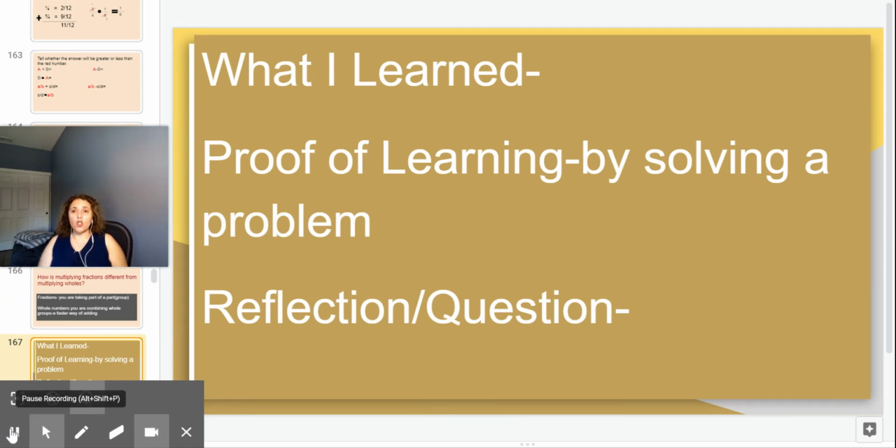All right, so what did you learn today? Write down what you learned. Write down your proof of learning by solving a problem. In this case, you're going to have to do two problems, right? You're going to have to do an addition of fractions and a multiplication of fractions to show what you learned, and then write a reflection or a question if you have one.